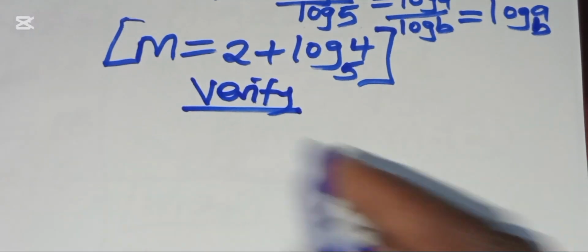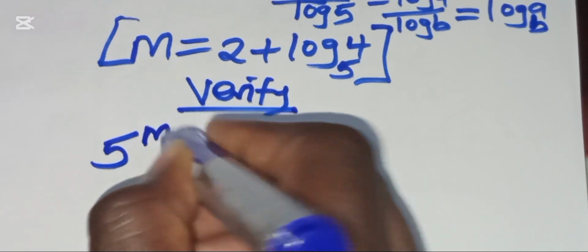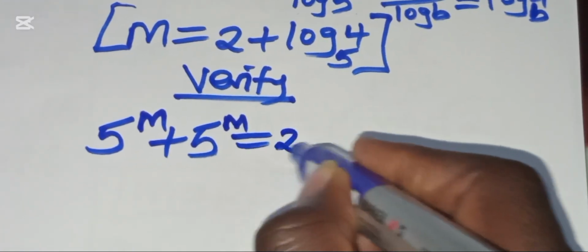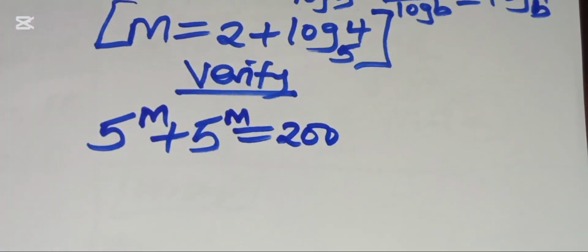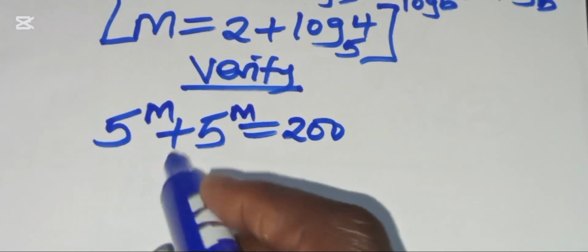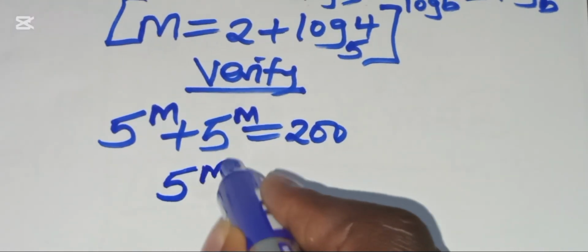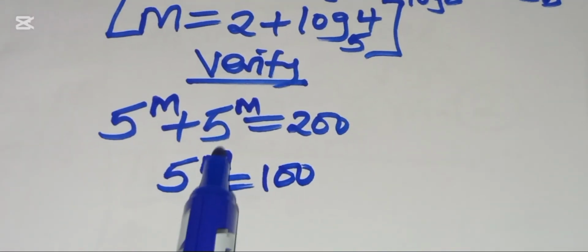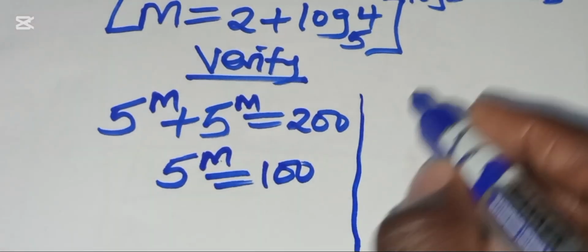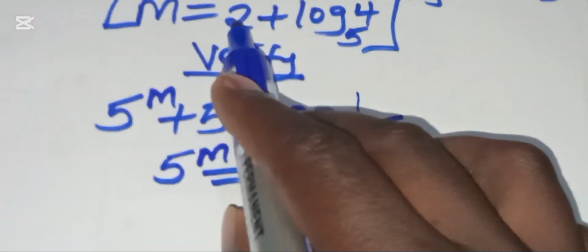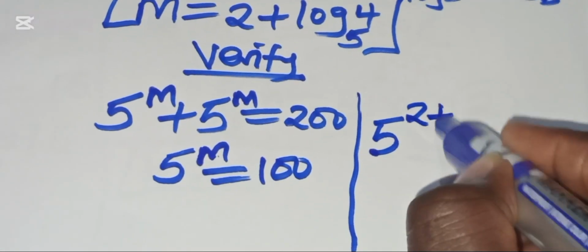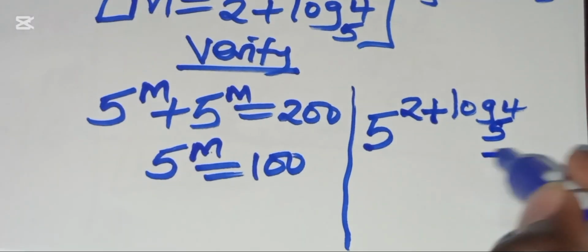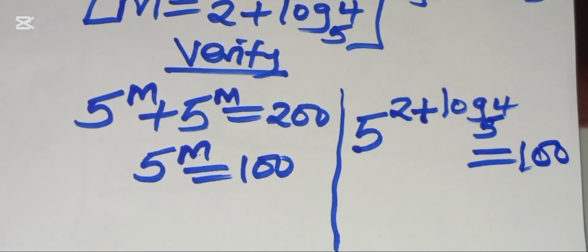Now, as you can recall, we had 5 raised to power m plus 5 raised to power m equal to 200, of which in simple terms we can express this as 5 raised to power m equal to 100. So let's substitute the value of m in our case here, so that we're going to have 5 raised to power 2 plus log 4 to base 5. This is supposed to give us a value of 100.